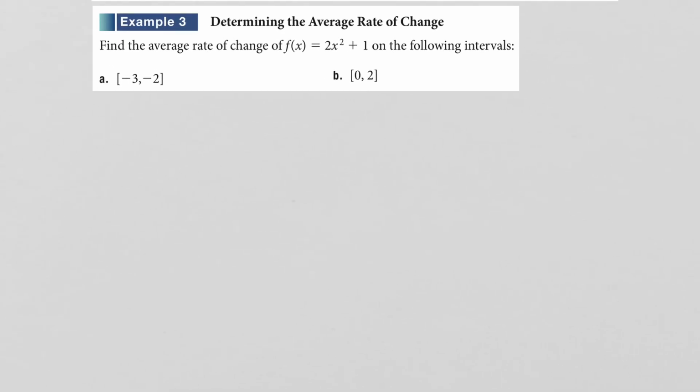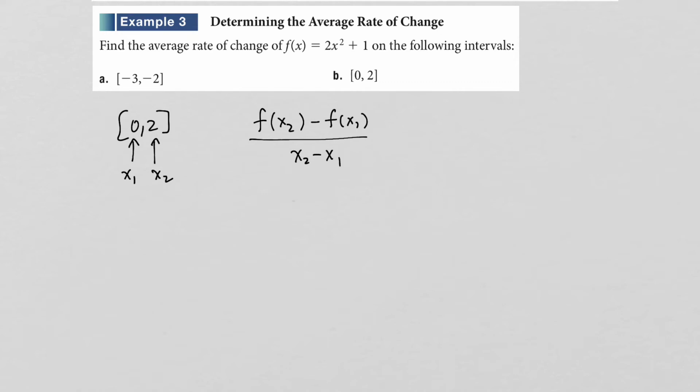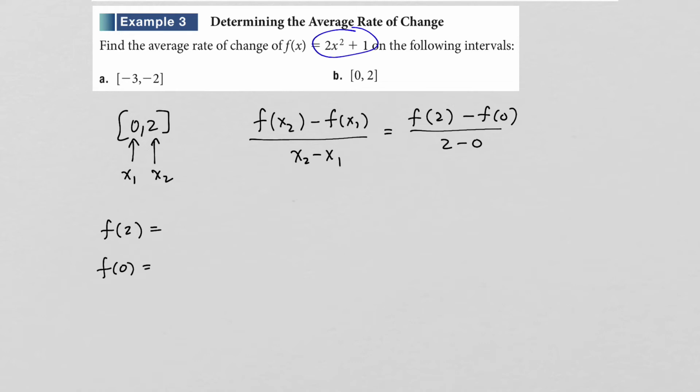So for part B, we have the interval 0 to 2. So 0 is our x1, 2 is our x2. So our average rate of change is going to be, once again, f of x2 minus f of x1 divided by x2 minus x1. If we plug in the values for x1 and x2, we get f of 2 minus f of 0 divided by 2 minus 0. Now we need to compute what is f of 2 and what is f of 0.